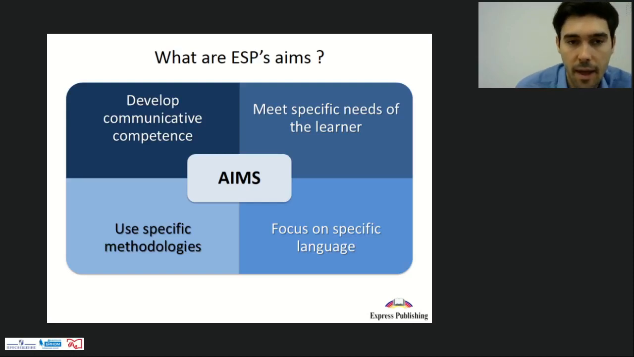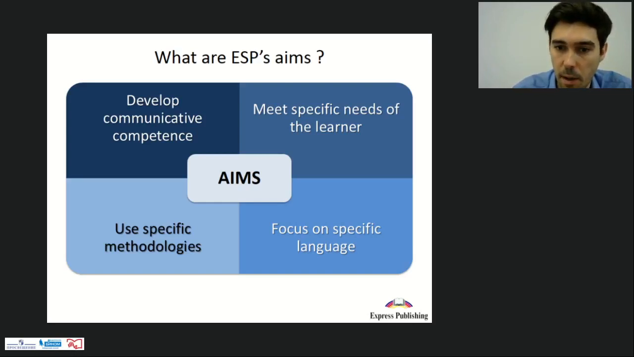First of all, ESP aims to develop communicative competence. When we talk about communicative competence, this means that the ESP course aims to provide the learners with the necessary language and skills that allow them to use English correctly and appropriately in their jobs.